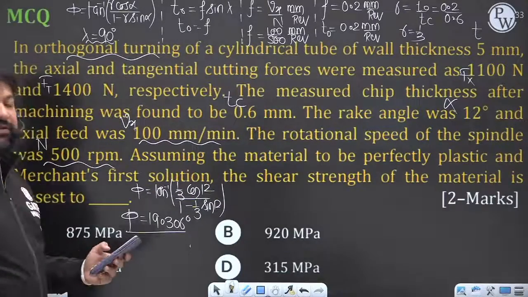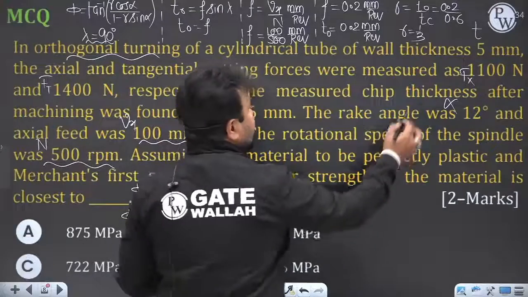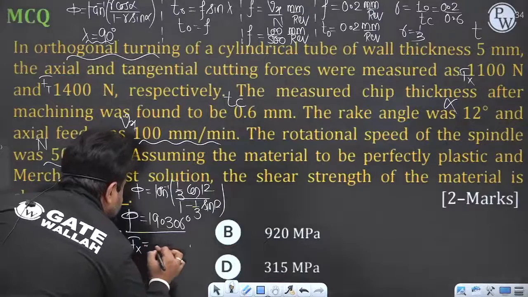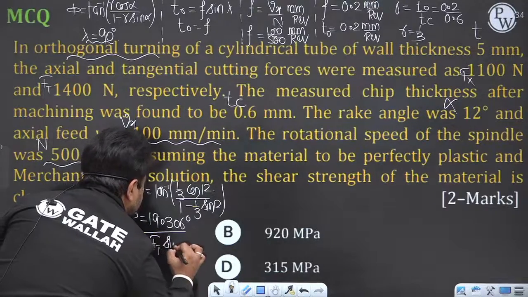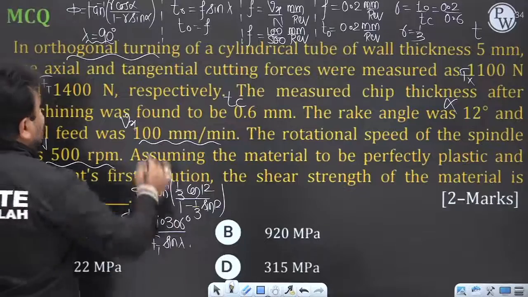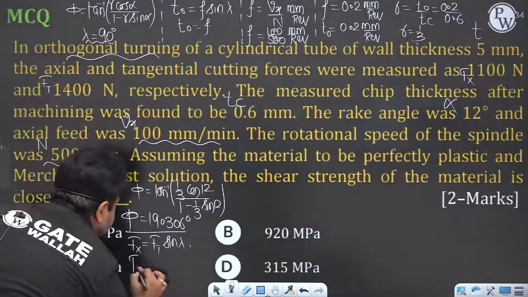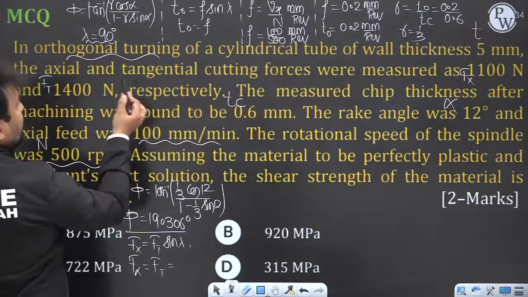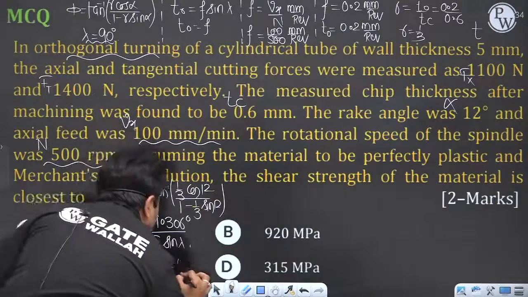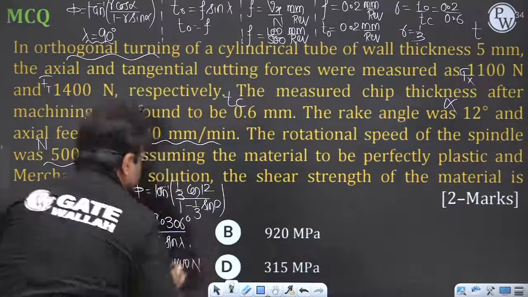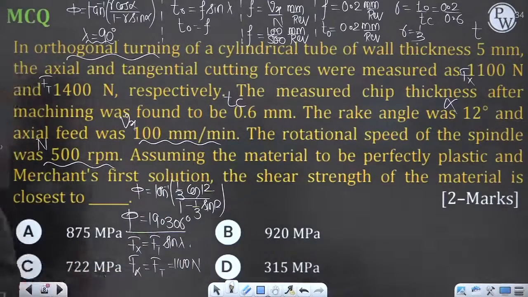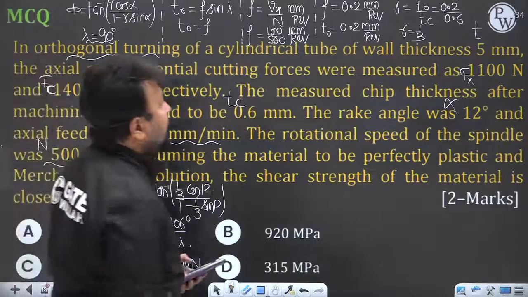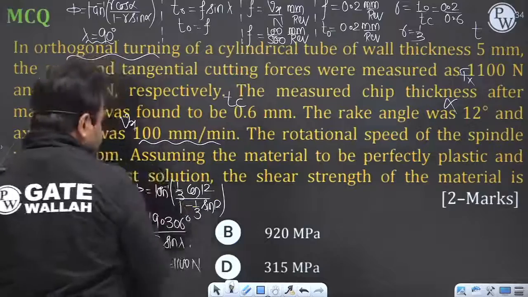Now what will be the shear force, my dear? Here you can see Fx is given, right? And Fx is Ft sin lambda, and lambda is 90 degree. So Fx equal to Ft. Here Fx is 110 Newton. So now you have the value of thrust force, and this is the cutting force basically.